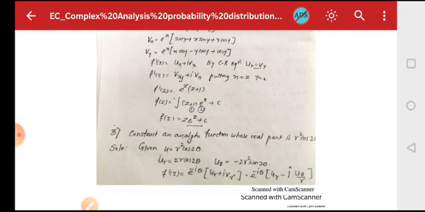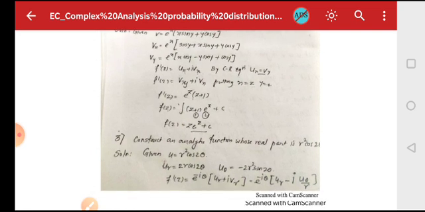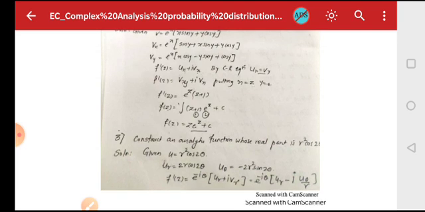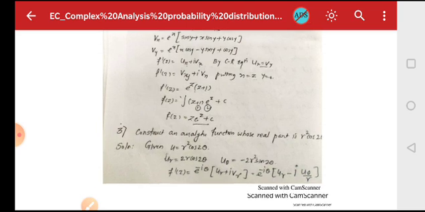Now given u is equal to r square into cos of 2 theta. Since it is in polar form, find out dou u by dou r and dou u by dou theta. That means u_r and u_theta. u_r is equal to 2r cos 2 theta. u_theta is equal to minus 2r square into sin 2 theta.